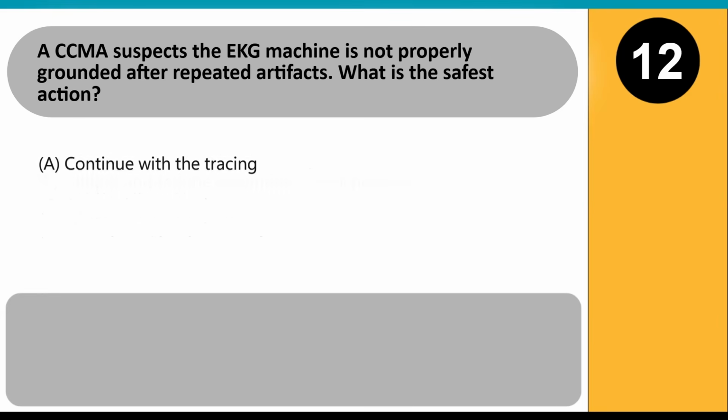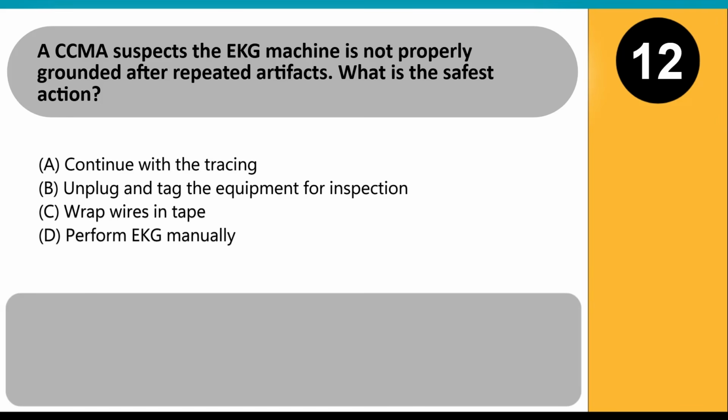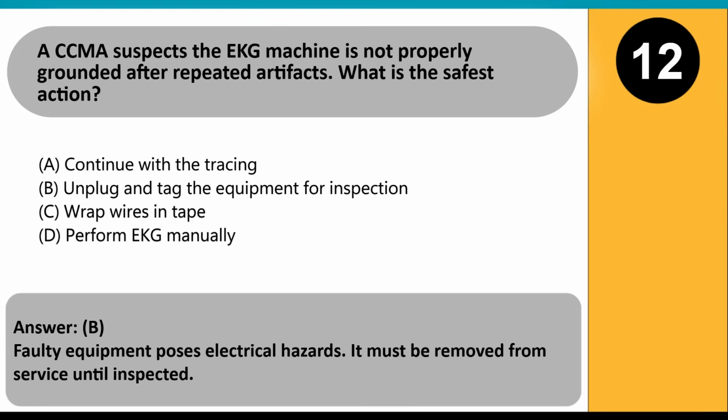A CCMA suspects the EKG machine is not properly grounded after repeated artifacts. What is the safest action? A. Continue with the tracing. B. Unplug and tag the equipment for inspection. C. Wrap wires in tape. D. Perform EKG manually. Answer: B.